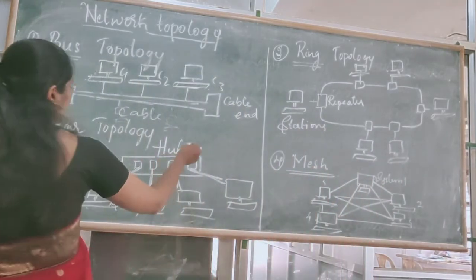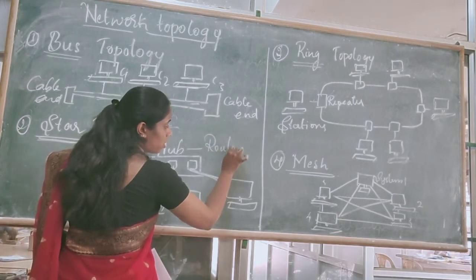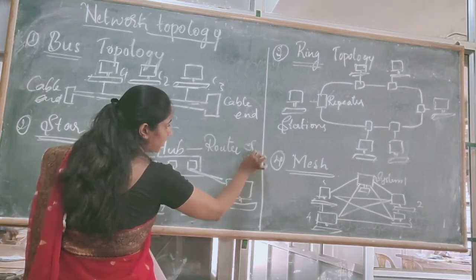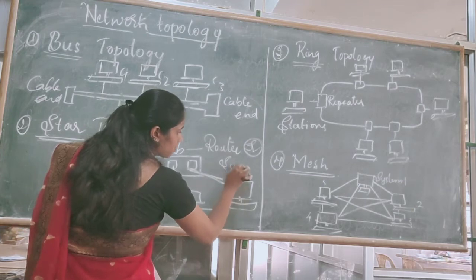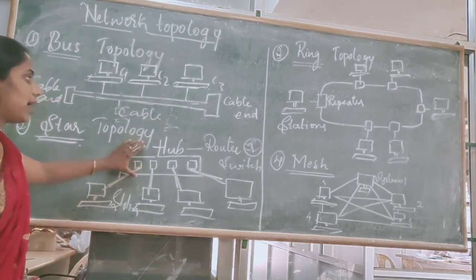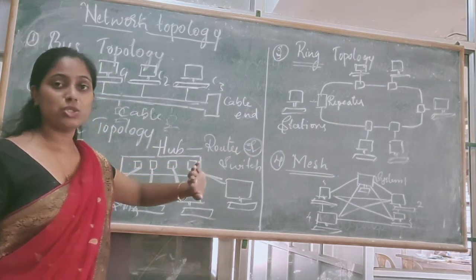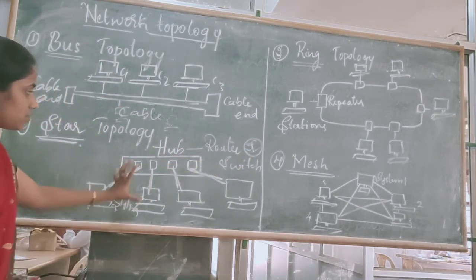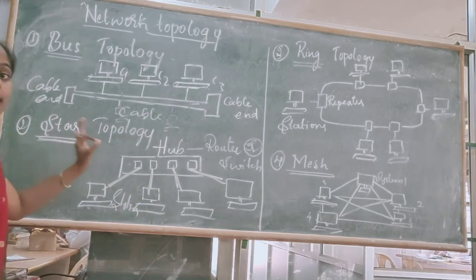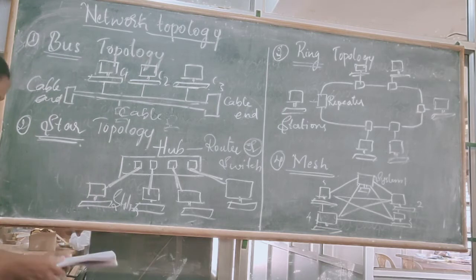Next, the hub can be anything, like a router, or it can be a switch. Okay, you know, the hub can be a router or it can be a switch, to which the systems are connected through twisted pair cables. Okay, how are they connected to this router? Through twisted pair cables.